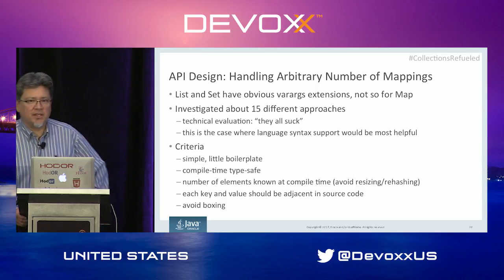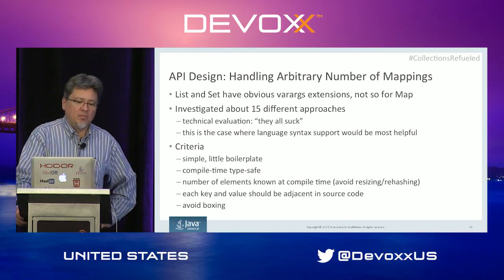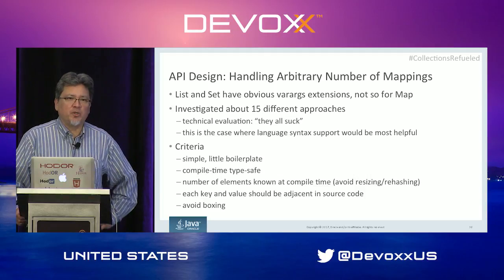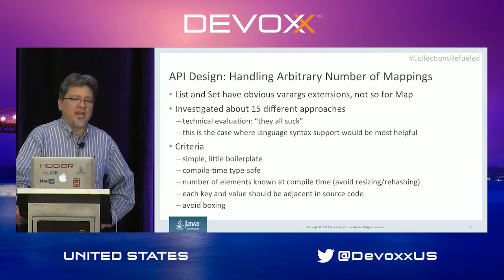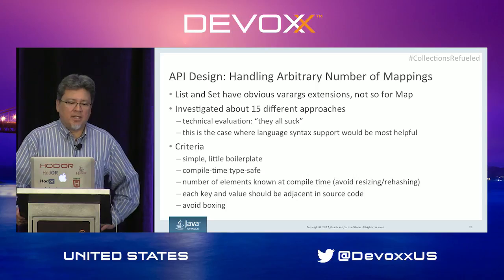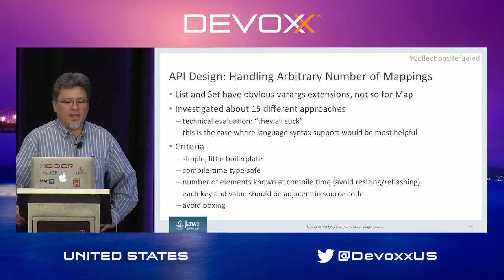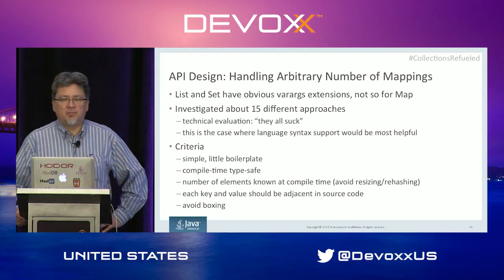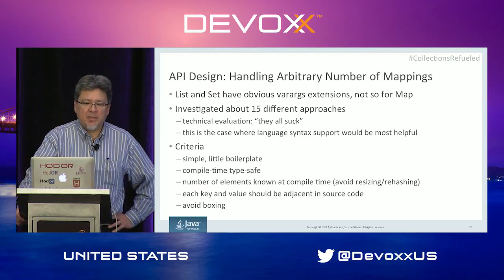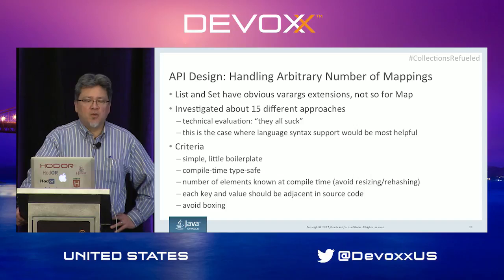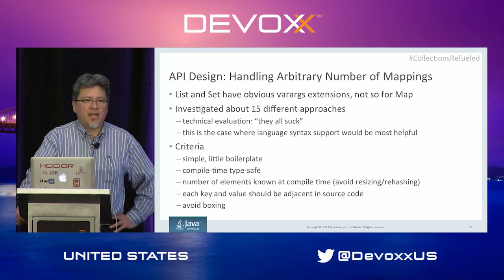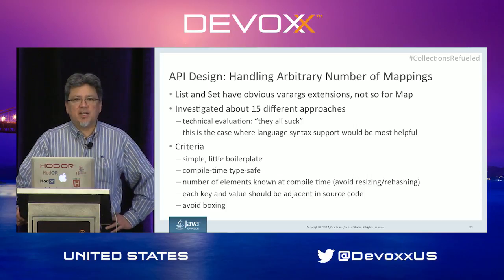Those are interesting. They all have pros and cons, but when you're faced with a lot of choices, you can't just look at them and say, I like this one better than that one. So I actually did come up with a set of criteria for what I wanted out of this API. Obviously simpler is better, less boilerplate. But an interesting one is the API should be compile time type safe.